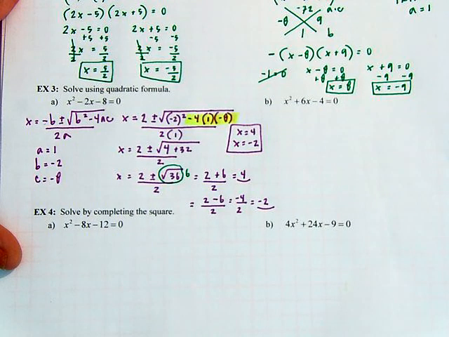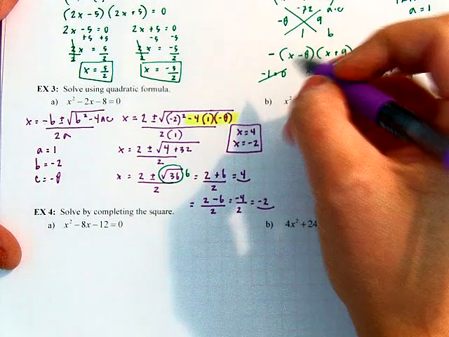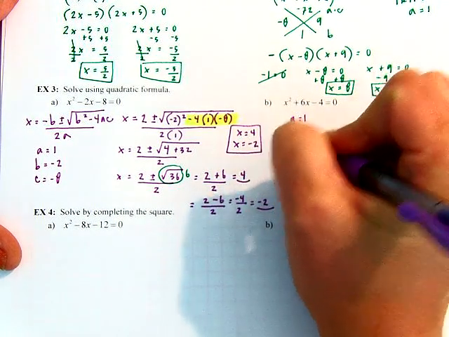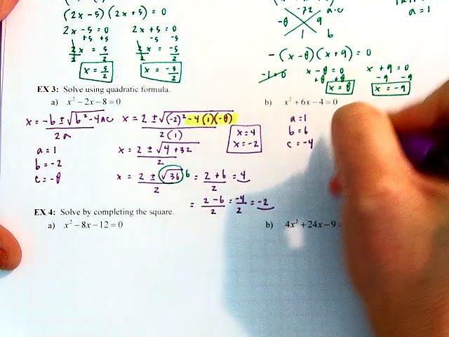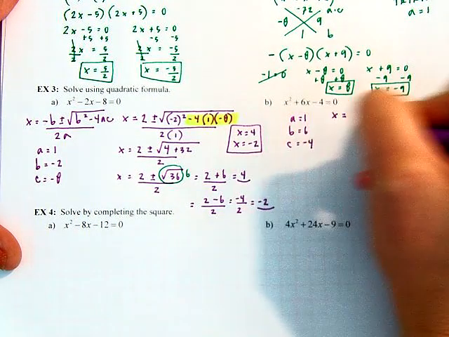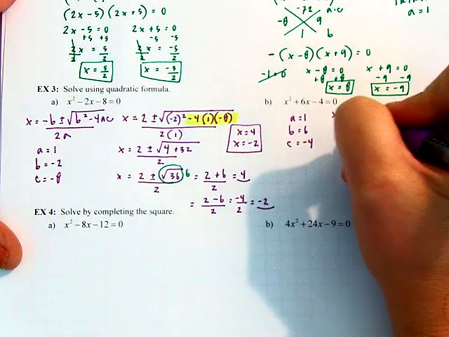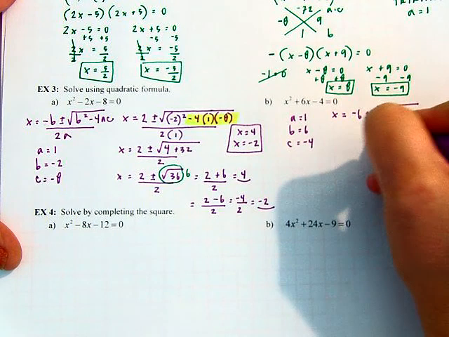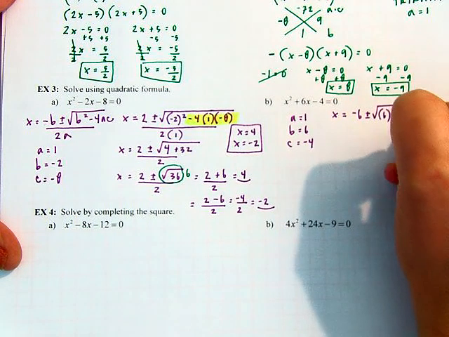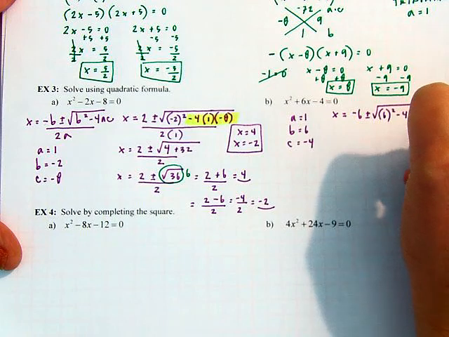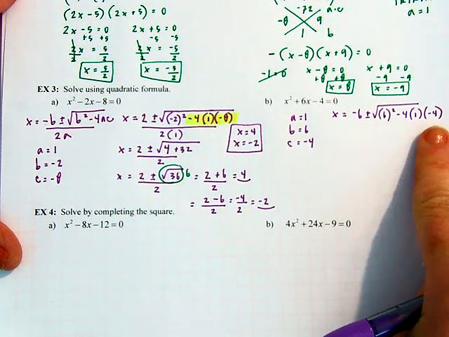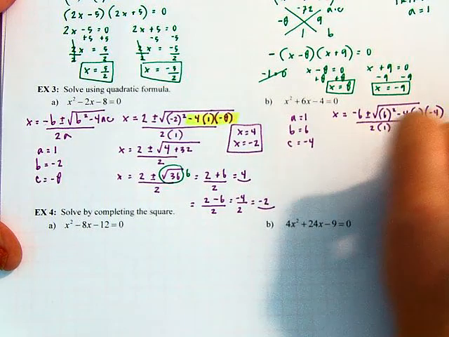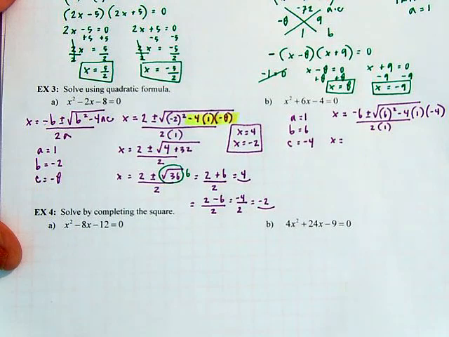All right, in this next one, here the a value is 1, b is 6, c is negative 4. So x equals, we know it's negative b, so negative 6 plus or minus the square root b squared, so 6 squared, minus 4 times 1 times negative 4, right, 4ac. All divided by 2a, so 2 times 1.